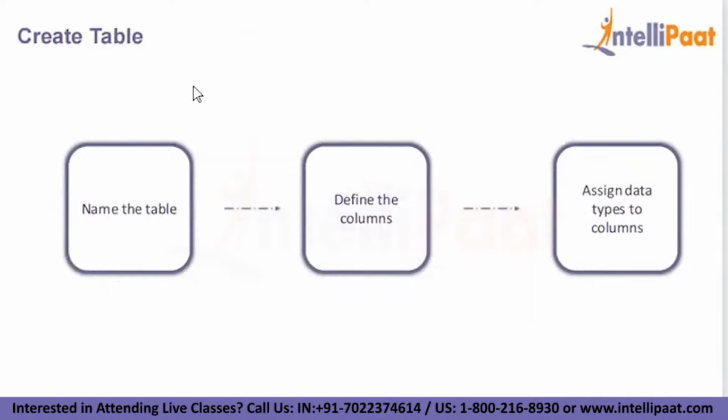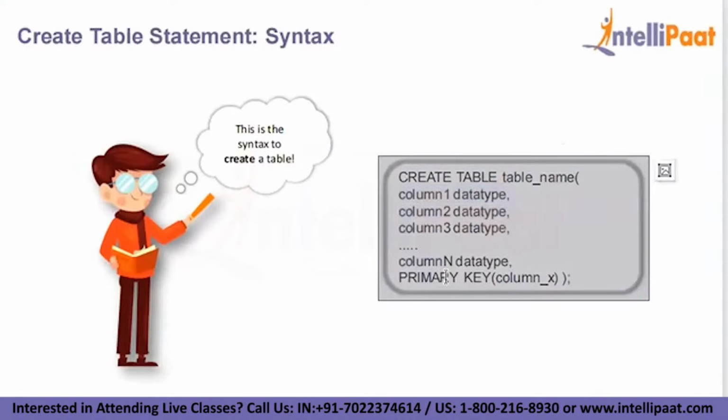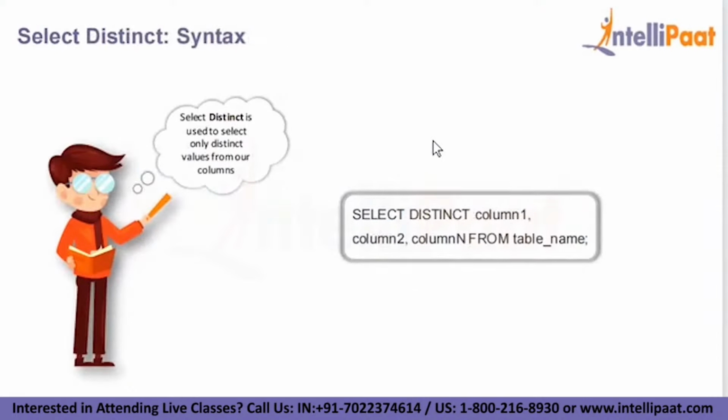Now, in order to create a table, you define the columns and assign the data types. These three things we have to provide whenever we want to create a table. So the create table syntax looks like this: create table, table name, column name, and data types, followed by the constraint name and constraint type. Suppose you want to see the values, you can provide the select statement so that you are able to view the values. Okay, so up to here, fine.